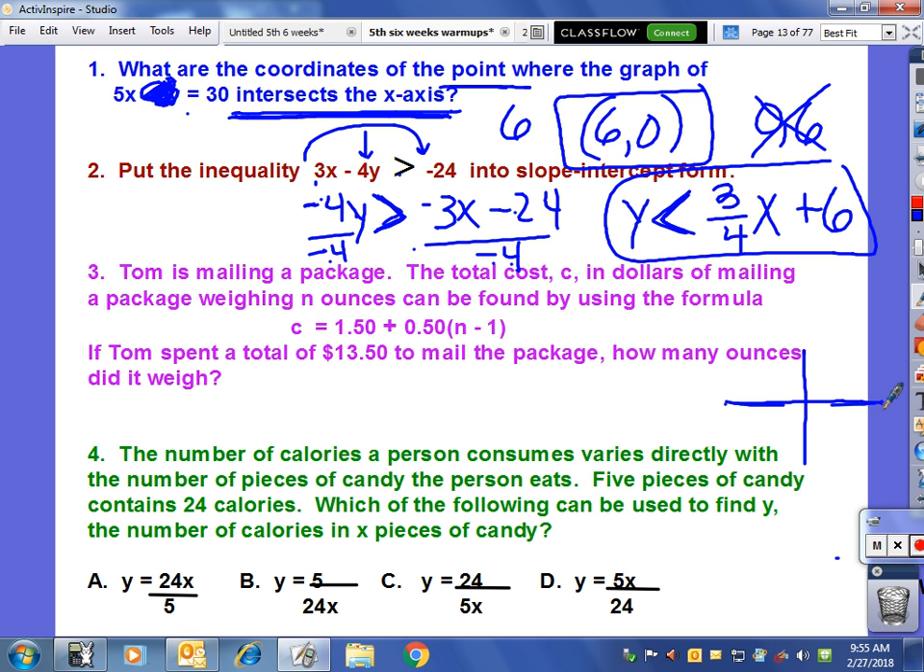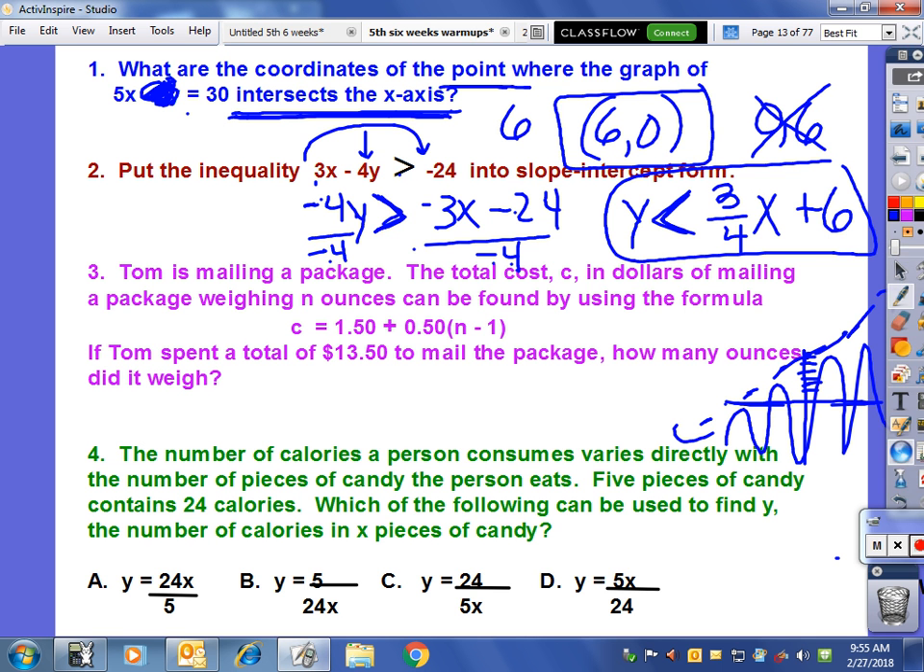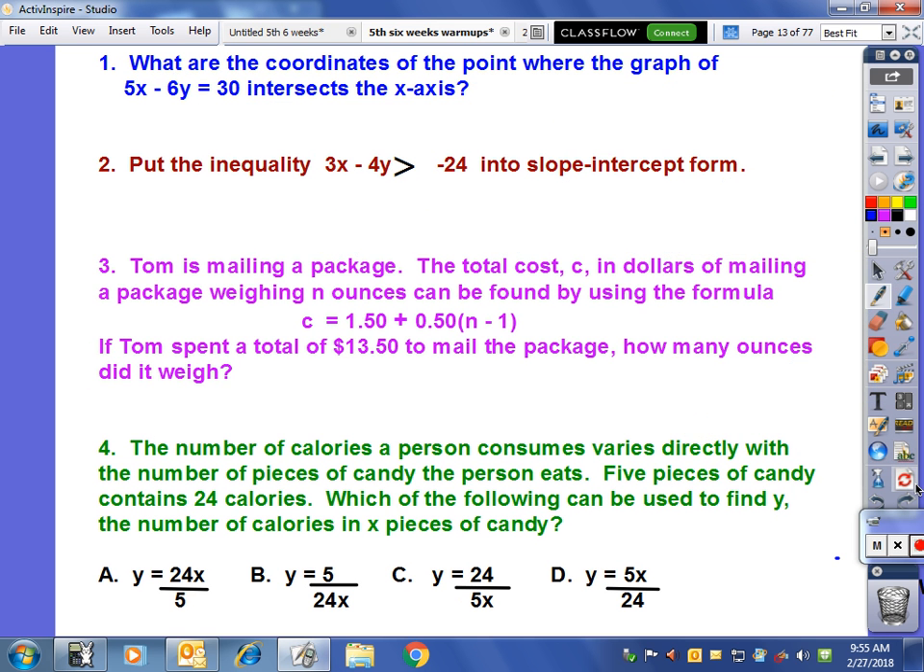Is this line going up or down? Yeah, it's starting at 6. It's going up 3 and over 4. It's dashed. This isn't very pretty. And it would be shaded below. So they might even ask you to pick the picture. Okay, number 3. Let's talk about number 3.